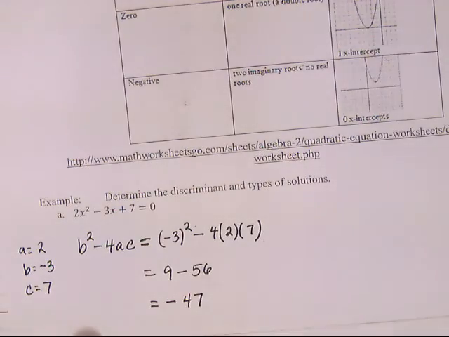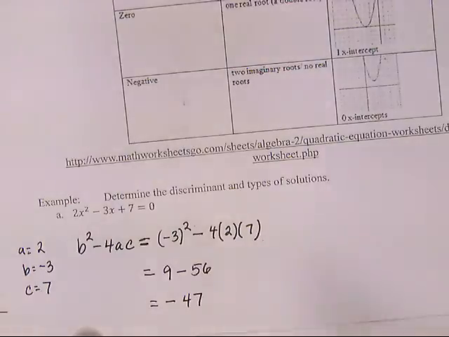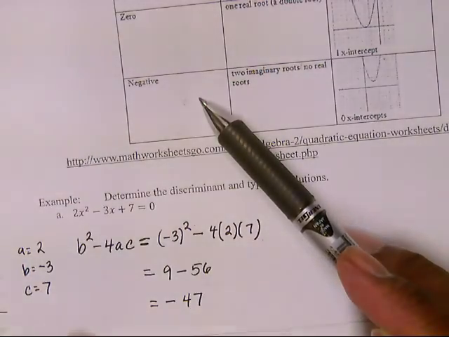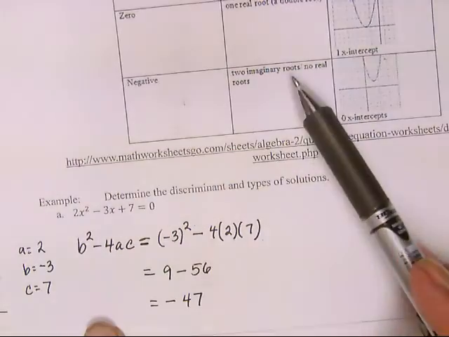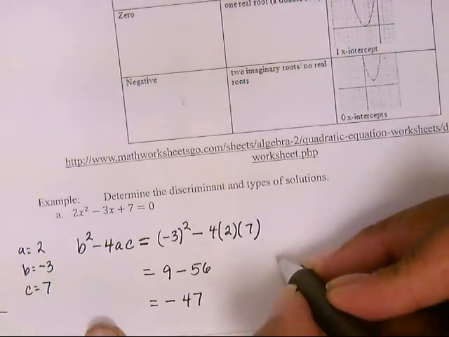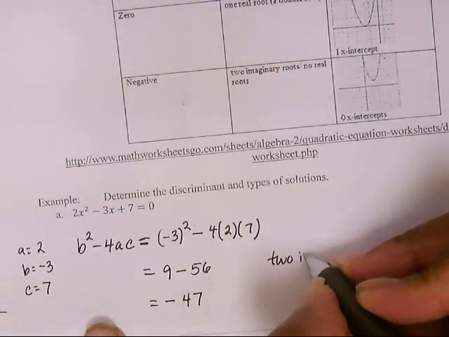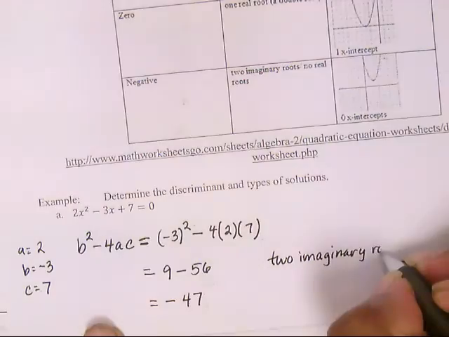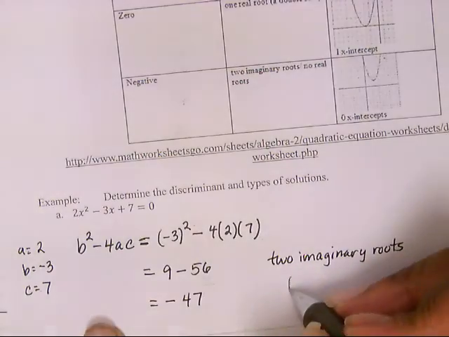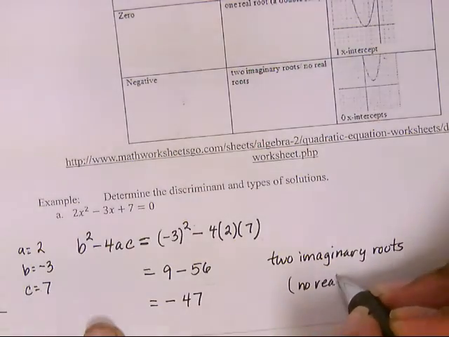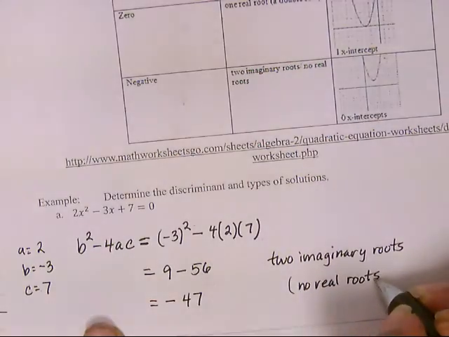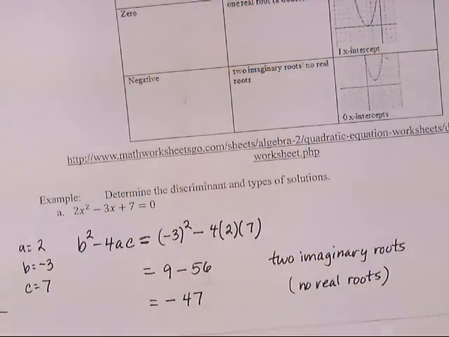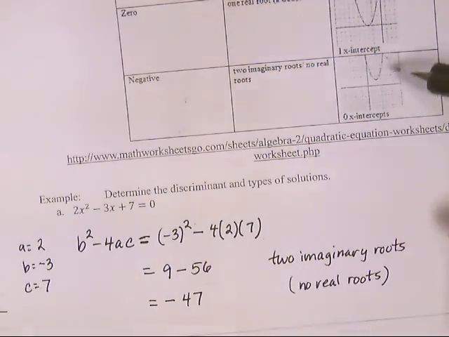Now here, it is a negative. My discriminant is negative 47. It is negative. So that tells me I have two imaginary roots. Or, in this case, no real roots. That means that the graph of that quadratic equation will not cross the x-axis anywhere.